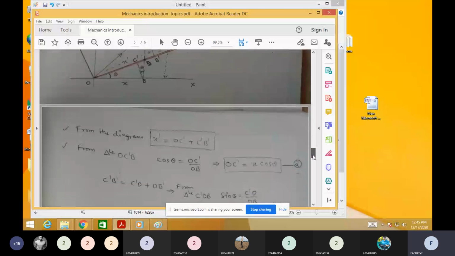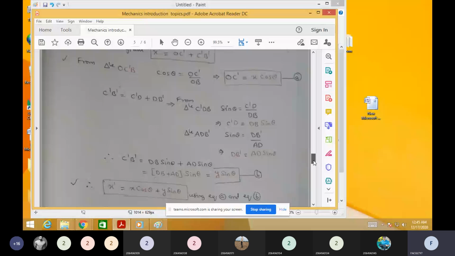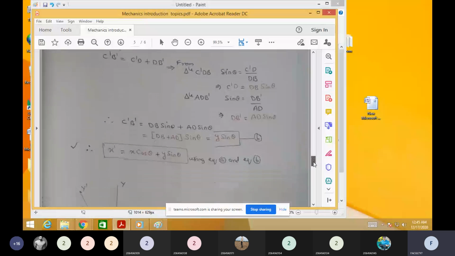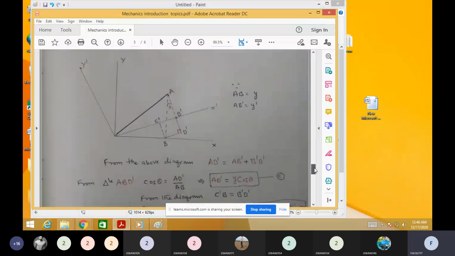Now we got the values. We had used the triangles and the projections. Thereafter you got the x dash component as the sum of these two components. x dash can be given as x cos theta plus y sin theta. So this is regarding the x dash component.